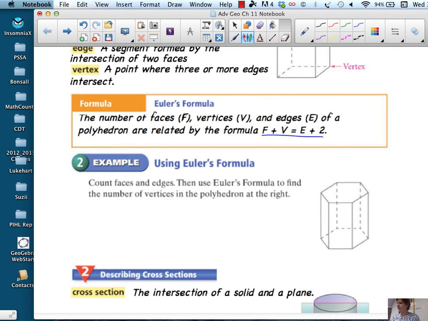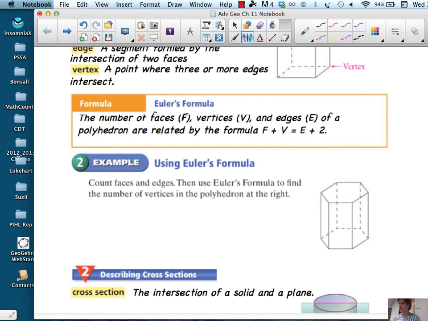Now, a lot of times it's hard to remember, is it the edges or the vertices or the faces? I like, if you kind of look at this, it kind of looks like 5. So for me, I remember 5, and then I know the F is first, then the vertices, and then the E. So you just have to remember where the equal sign goes. So the faces plus the vertices equal the edges plus 2. So however you want to remember it.